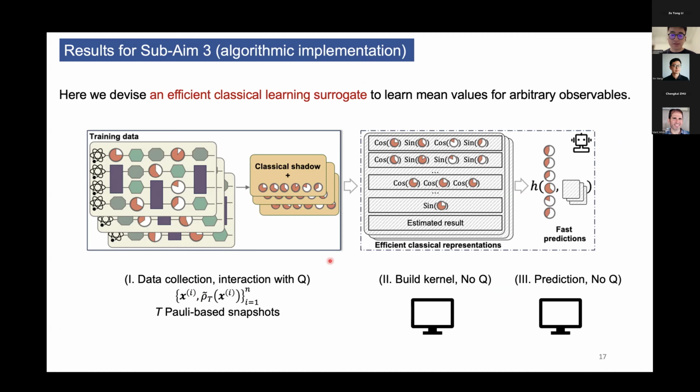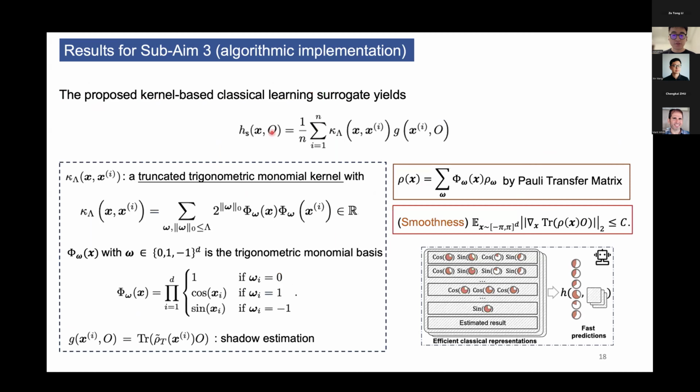And then once this dataset is prepared, we can use it to build a kernel machine. And this construction is conducted purely on the classical side, right? Because this part corresponds to how to build the corresponding feature map depending on the input angles used in the training dataset. And then we can combine these classical representations with the shadow estimation to build a very efficient kernel machine. And the definition is shown here. This is a formal definition of the proposed kernel-based classical learning surrogate.